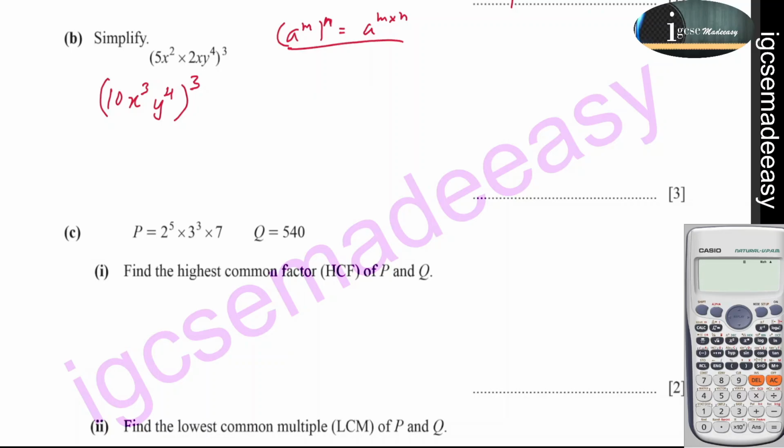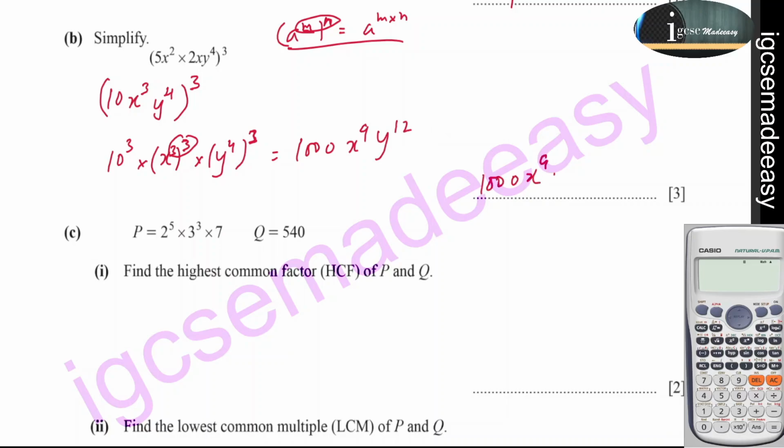So again, using this rule, 10 will be cubed in this case. Then x cube is already there, cube of that. Then y to power 4 is there, and cube of that, right? All the individual terms will be cubed. So what will be the answer actually now? 10 cube is 1000, and x cube, 3 into 3, as the rule says, m into n. So 3 into 3 is 9, and y4 into 3 is 12. So 1000 x9 and y12 will be our answer.